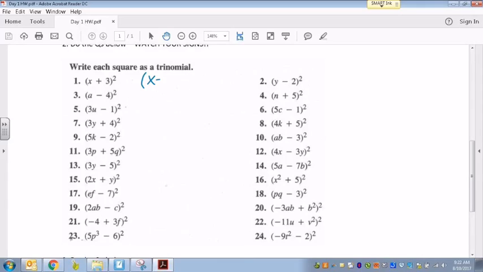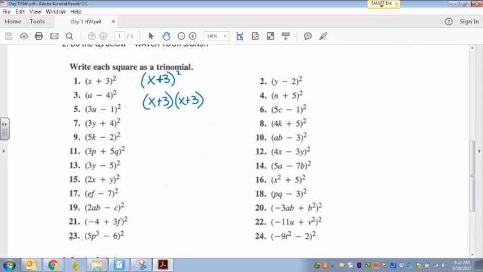I'm just going to rewrite it so I have a little bit more space. So x plus 3 squared. I could write it as x plus 3, x plus 3, because it's the same parenthesis two times, just the same as if I said, what's y squared? I could write it y times y, because y times y is y squared.